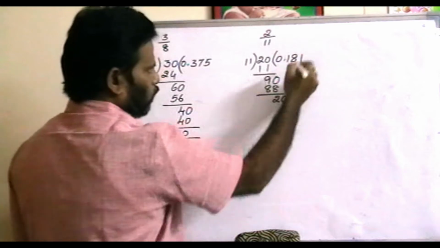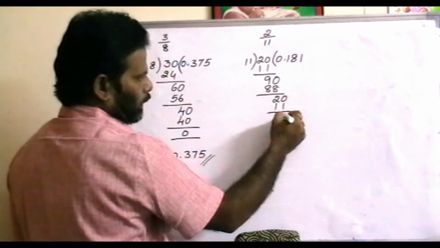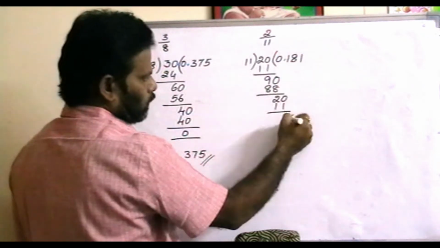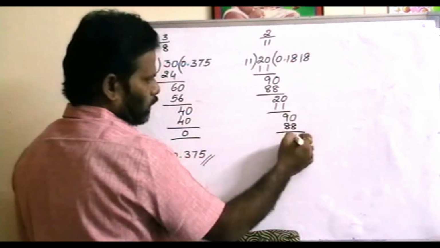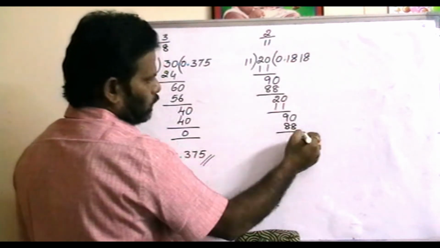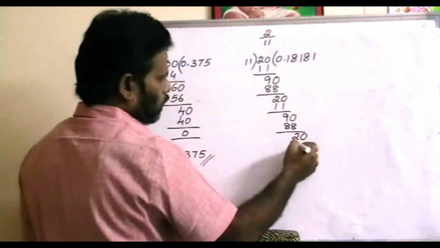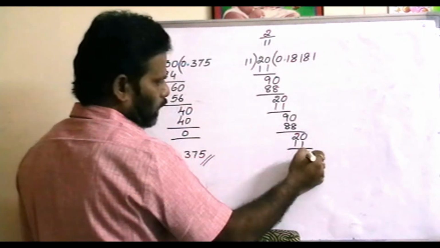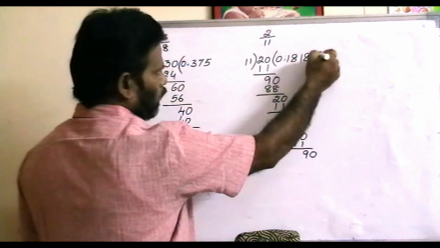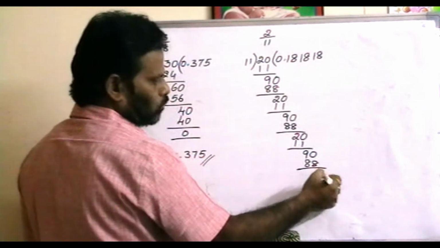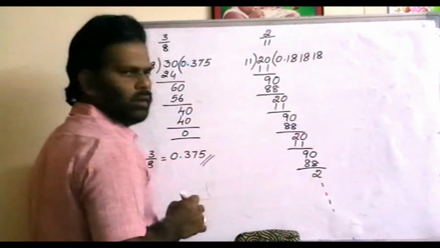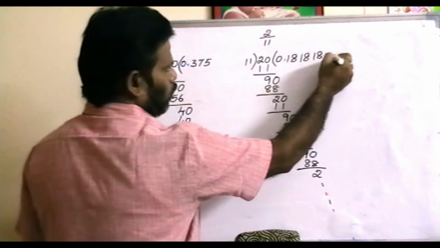11 ones are 11. Again remainder 9. Again keep 0. 11 8s are 88. Again remainder is 2. Again 0. 11 ones are 11. Again remainder 9. 0. Again 11 8s are 88. The remainder is again 2, and so on. That means the remainder is not equal to 0.